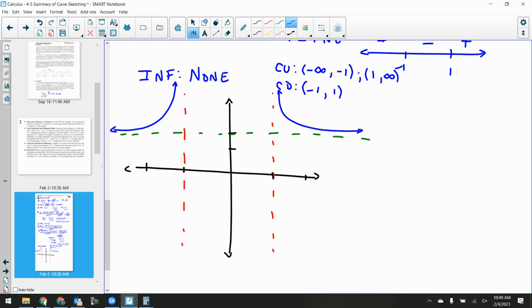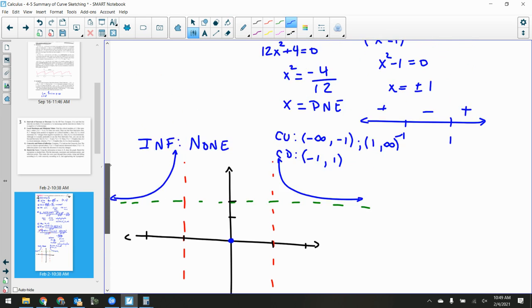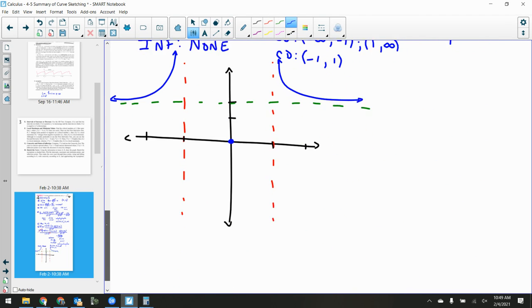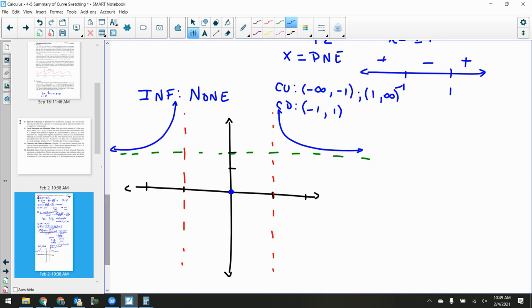Okay, we know we have a 0 at (0, 0). That's where it crosses. But isn't that the local maximum point as well? So if that's the local max and it's at 0, it must be bouncing off at that point. And also it's concave downward everywhere between -1 and +1. So that must mean it looks like this.